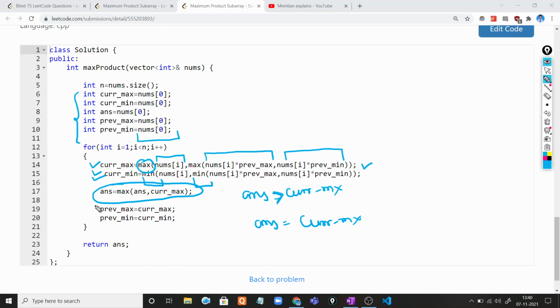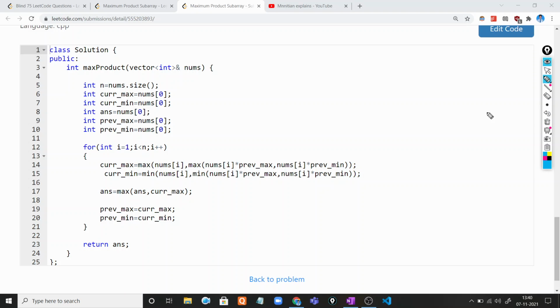And these two steps update the previous max and previous mean, so it is also simple. After that, when all steps are done and we are out of the loop, we return our answer, which is the required answer. Okay, so I hope you understood the problem.